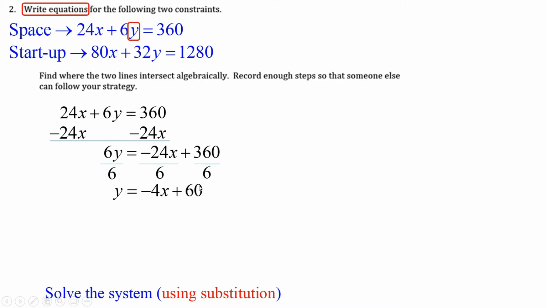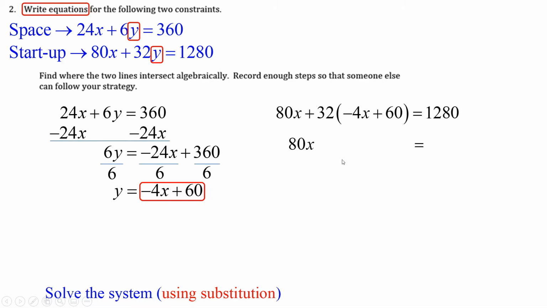Now, how about we take the other equation and substitute for y? All right? And you need to put this into the equation you did not use right there. So let's go 80x plus 32 times y. And we just said y in terms of x was negative 4x plus 60. So let's just put a negative 4x plus 60 in that grouping symbol right there. And now let's clean this up. So the first thing we're going to need to do is distribute the 32 to both terms within the parenthesis.